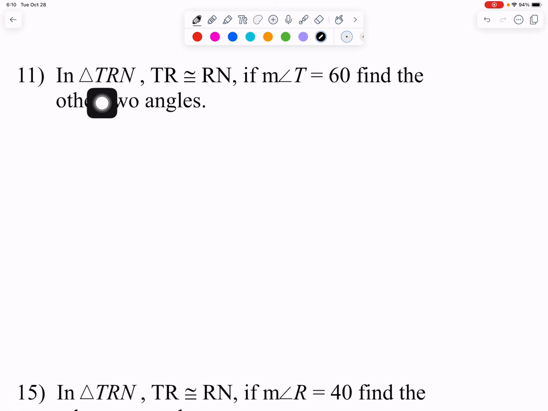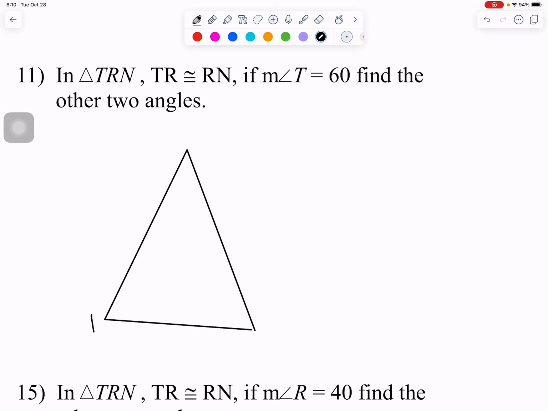In triangle TRN, all right, so let's draw our triangle here. I have my T, I have my R, and I have my N. All right, TR is congruent to RN. So TR, I'm going to do our little tick here, is congruent to RN. If the measurement of angle T equals 60, find the other two angles. Well, first, let's put in our angle T of 60.